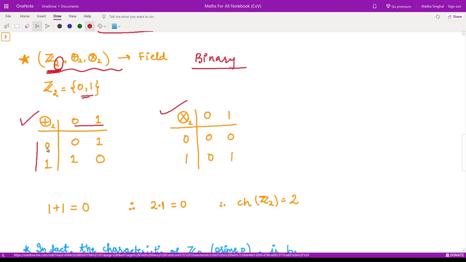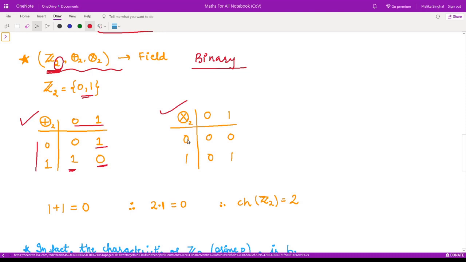Then you add 0 and 1, that would be 1. When you divide 1 by 2, you will get the remainder as 1. Again 1 plus 1, that would be 2. When you divide 2 by 2, you will get the remainder as 0, right? Similarly this number.